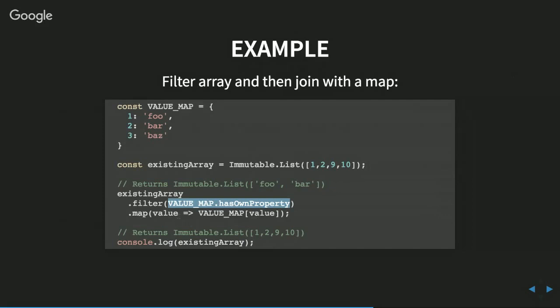And then inside of map, we just take the value again and pass it into value map. So then we're getting back foo and bar instead of 1 and 2. If you look, we go from 1, 2, 9, 10 to foo and bar. So it's kind of a complex first example, especially if you're not familiar with functional concepts. But really what it does is it helps you write code very succinctly.